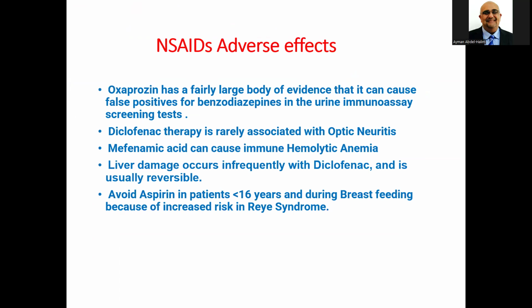NSAIDs adverse effects. Again, we mentioned oxaprozine can show up as benzos. Diclofenac therapy is also rarely associated with optic neuritis and also liver dysfunction. Mefenamic acid can cause immune hemolytic anemia. Liver damage occurs with diclofenac and is usually reversible. Avoid aspirin in patients less than 16 years old and during breastfeeding because of increased risk of Reye syndrome.